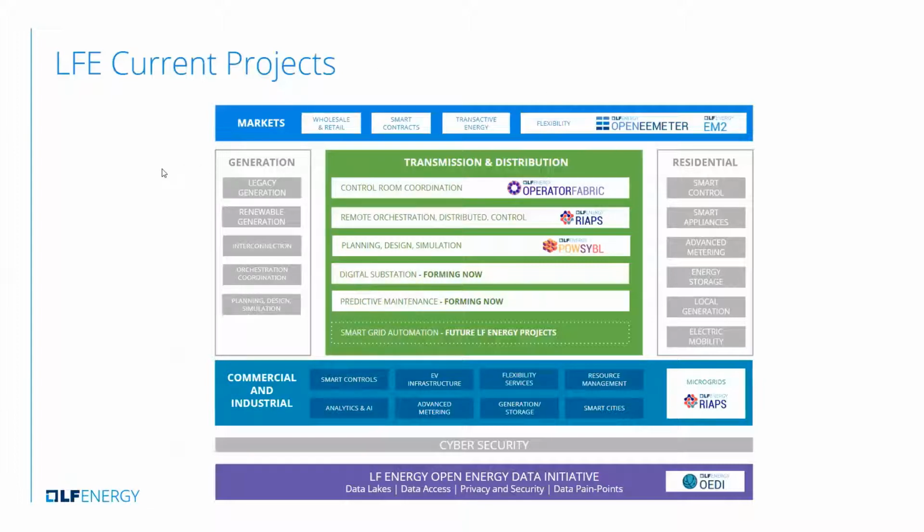This is a diagram that sort of encapsulates the energy sector in terms of markets, generation, transmission, distribution, residential uptake of that power, commercial and industrial controlling. There's also certainly cybersecurity, which is a very important part of that, and then data, the data that measures the metrics for all of these systems. And you can see where we're starting to fill in some of these gaps with these various projects. The one that we're going to talk about today with control room coordination is called OperatorFabric.